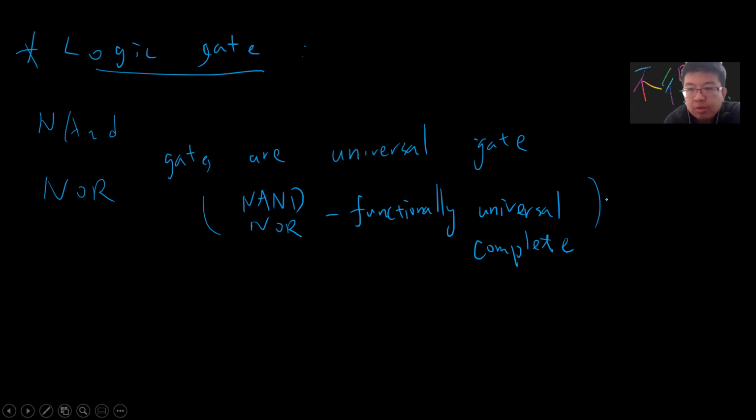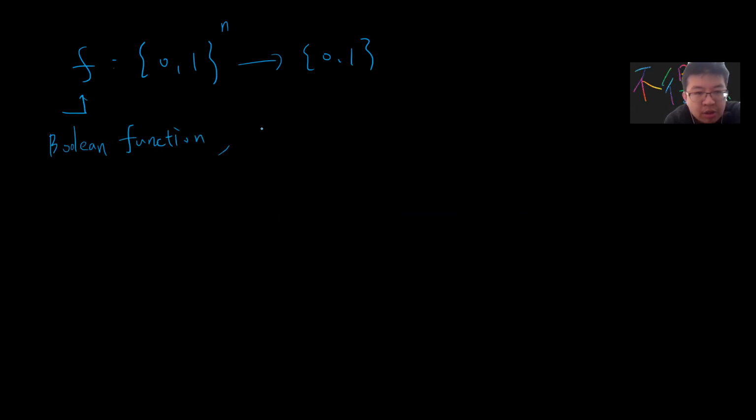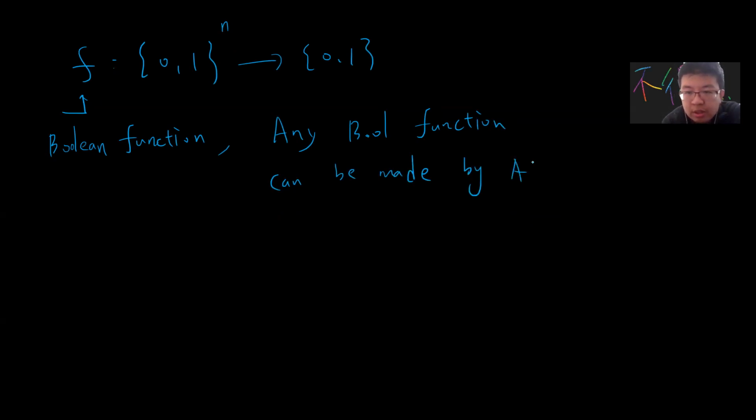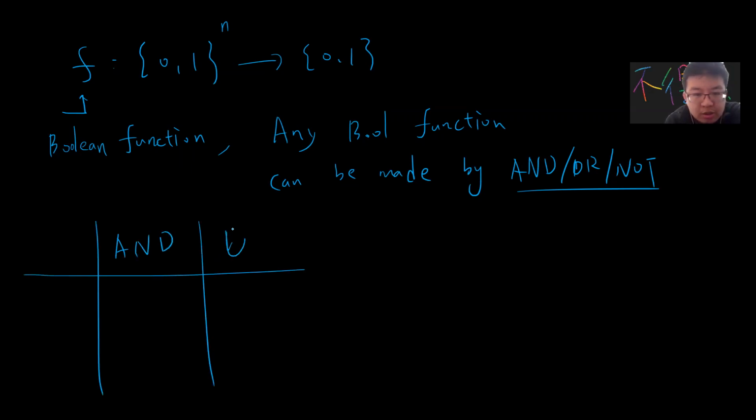Let me quickly describe. The idea is that if you start from bit strings {0,1}^n mapping to {0,1}, this is a so-called Boolean function. The very simple fact is that any Boolean function can be made by AND, OR, NOT. Let me just quickly review some basic ideas of AND, OR, and NOT.